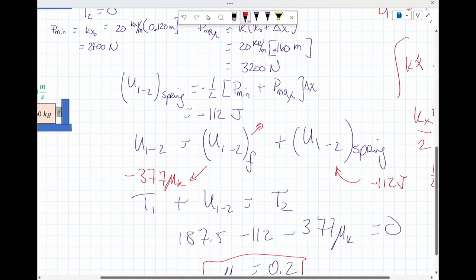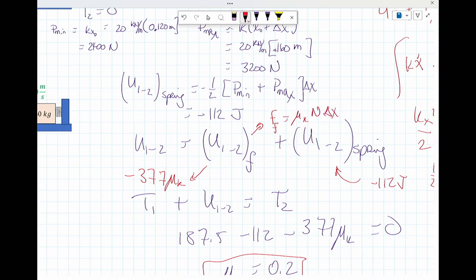This is equal to force of friction, which is equal to mu k N times delta x. Delta x in this case is 640 millimeters. You multiply 0.64 by the number you get from the weight, mu k m g, then you will get the 377. Okay, all good. So mu sub k is equal to 0.2.